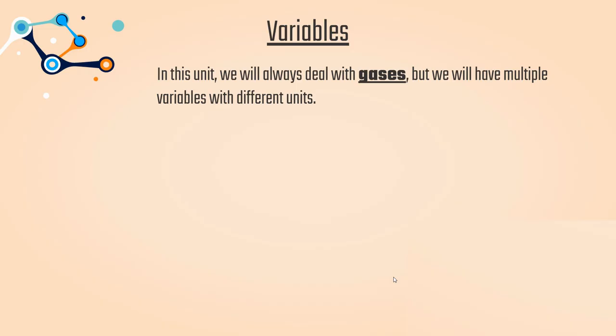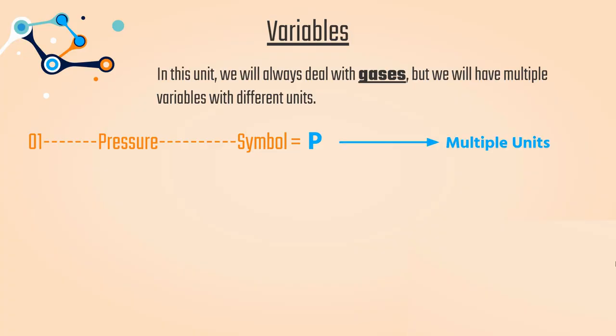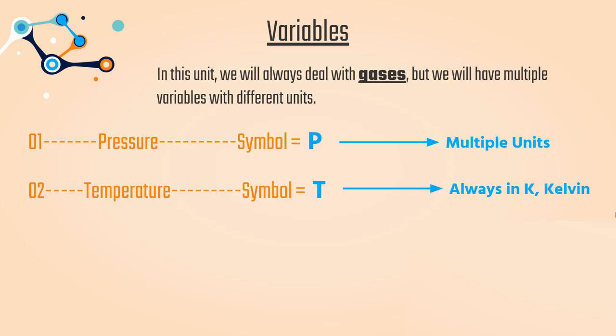So as mentioned, we're going to deal with a couple of different variables in this unit. Everything we deal with will be with gases for the most part, but we will have 4 different variables and they will have different units. First, we'll deal with pressure, and there are many units of pressure that we'll talk about in just a moment. You'll deal with some in your everyday life. In this unit, we're going to focus on one specific unit to standardize things. We also have to talk about temperature. We will always keep this in something called Kelvin, which is slightly different than Celsius or Fahrenheit, and I'll show the relationship of that in just a bit.